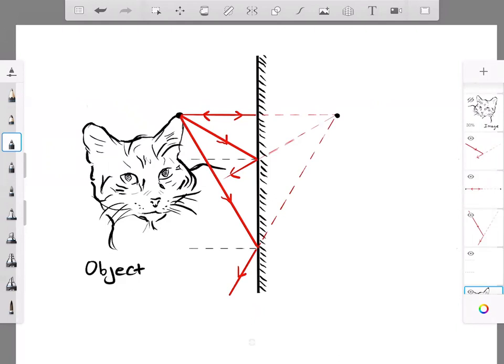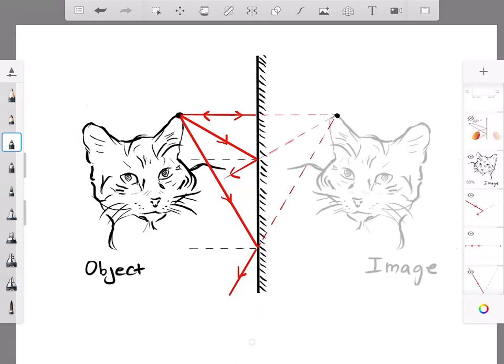Down there, did the same thing. From the point of Jasmine's ear, drew it to some point on the mirror, reflected it off at the same angle, and then drew a line tracing back into the image area of the mirror. So if you were to do this for every single point on Jasmine's head and trace it back behind the mirror, you would end up with the image, which looks like this.